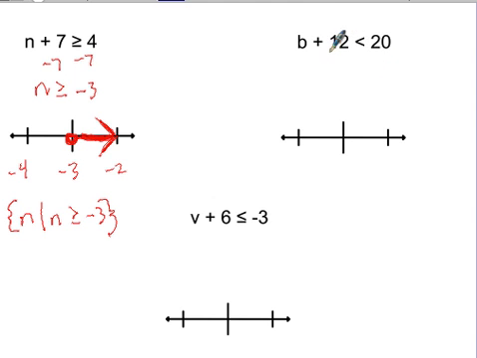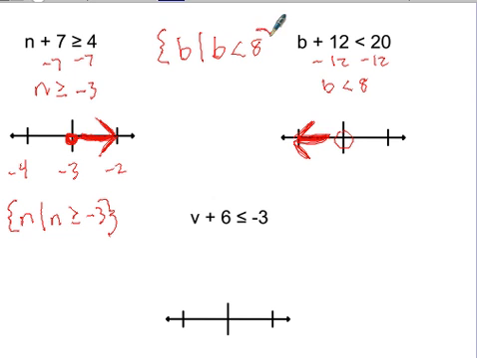B plus 12 is less than 20. Subtract 12. B is less than 8. Graph it. So what symbol goes at 8? Open circle. Shade left. Set builder: the set of all numbers B such that B is less than 8.